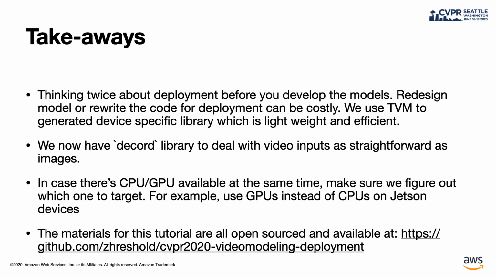In case there are CPU and GPU available at the same time, for example, the Jetson Nano or Jetson Xavier, make sure you figure out which one to target. For example, the GPU on the Jetson Xavier is much more powerful than the ARM CPUs. So instead of generating the LLVM code, you can try the CUDA code generator by TVM.